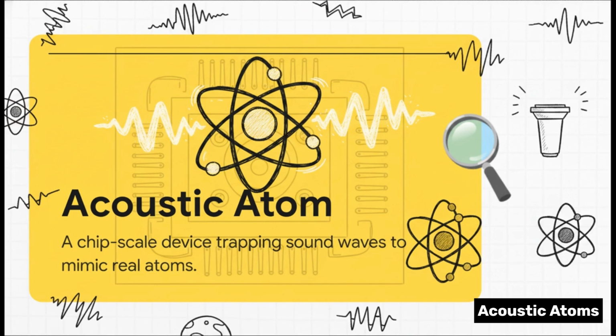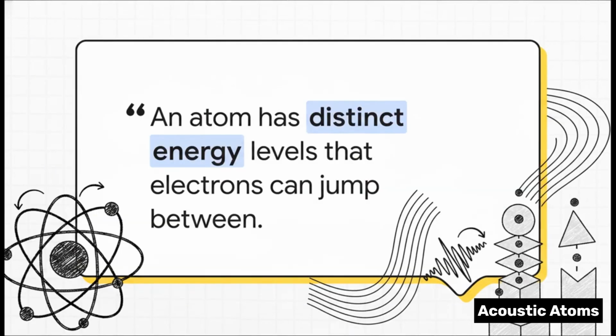This is a microscopic, chip-scale device that traps and controls sound waves in ways that mimic the behavior of real atoms. Seriously, think about that. It mimics real atoms, but it does it using sound. Instead of trying to fight that chaotic quantum noise with traditional electronics, they're just fundamentally changing the vehicle they use to process the signals. Linbo Shou, the assistant professor at Virginia Tech, who actually led this research, explains it beautifully. He says, in nature, an atom has distinct energy levels that electrons can jump between. It's a fantastic analogy. It anchors this crazy new invention to something we already understand from basic chemistry.